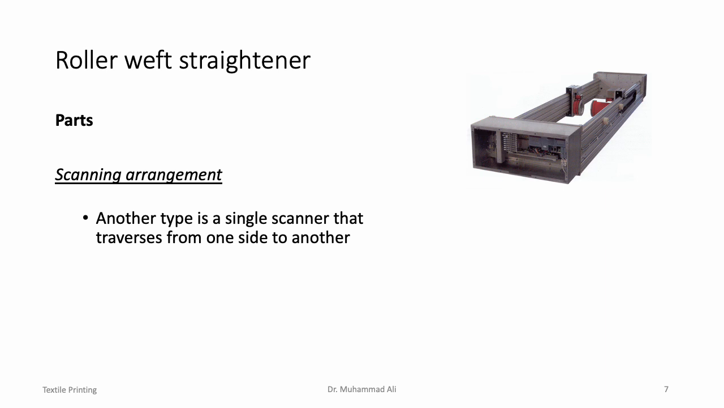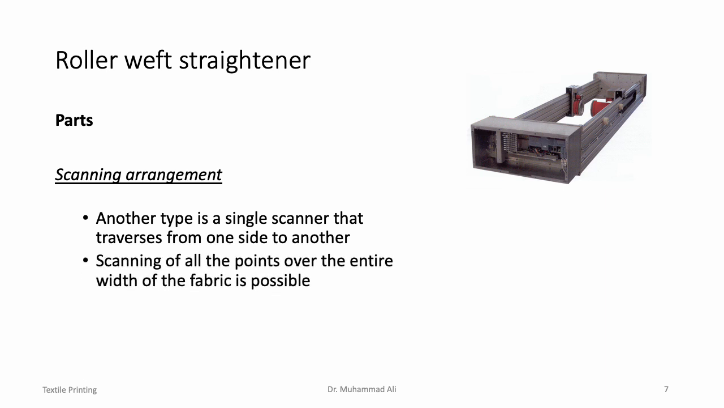Another type of scanning arrangement consists of a single scanner, and this scanner traverses from one side to another constantly as the fabric is passed through it. The major benefit of this type of scanning arrangement, in which a single scanner traverses from one side to another constantly, is that in this way, scanning of all the points over the entire width of the fabric is possible.